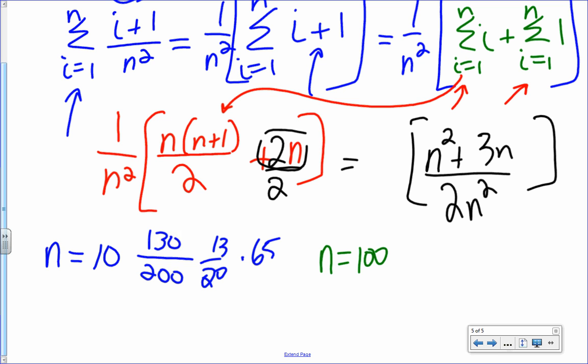And n being 100. I'll help you out here because I think this is all calculations we could all do, correct? I think we could all handle this. And there's more of a point here that I'd like you to see. Leads to 103 over 200, which is 0.515. It's a simplified form.